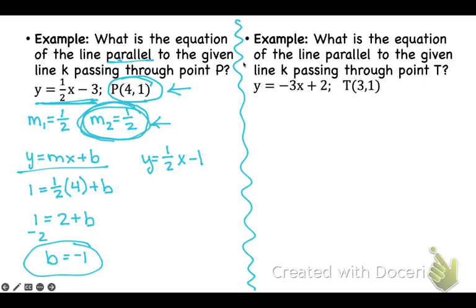Okay. So what is the equation of the line that's parallel to the given line K passing through point T? Here's my equation. What is the slope of the given equation? -3. What is my slope going to be in my new equation? -3. So I have a slope and a point. So plug it in and try to find b on your own. It's right there in front of you.